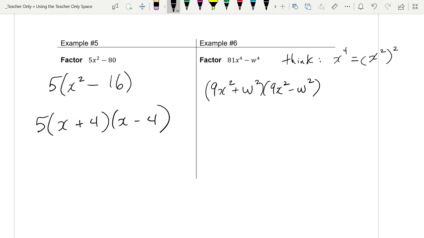And if you stop there, you've lost a mark. How come? What more can I do with it? Do you see it? That's still a difference of squares. So keep going. We told you a few minutes ago, I can't do anything with a sum of squares. Sums of squares don't factor. But this is a difference of squares. It factors into 3x plus w and 3x minus w.